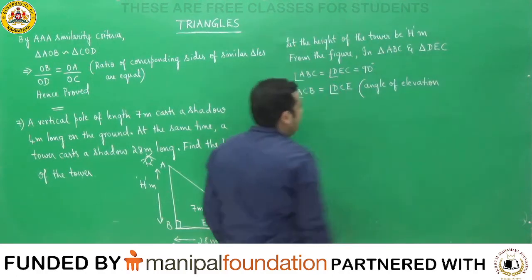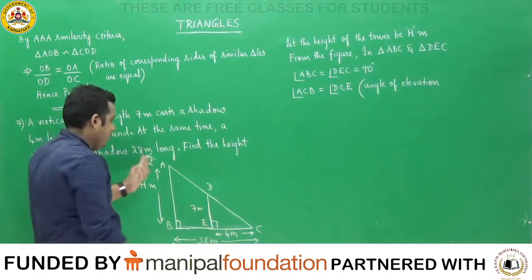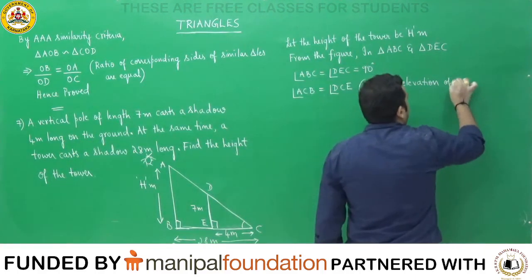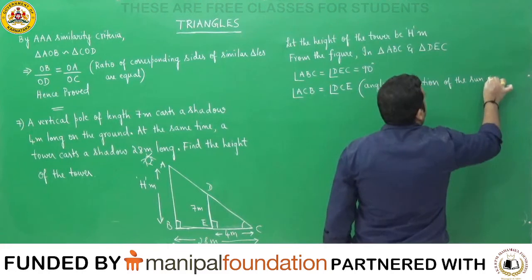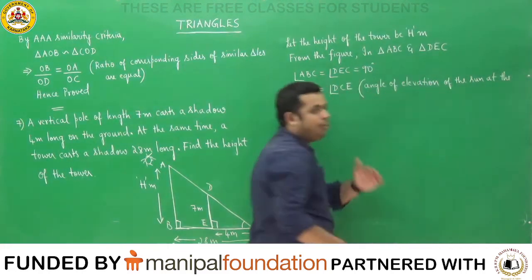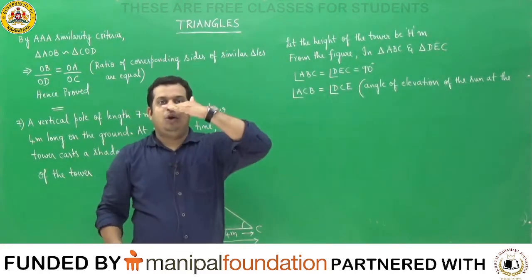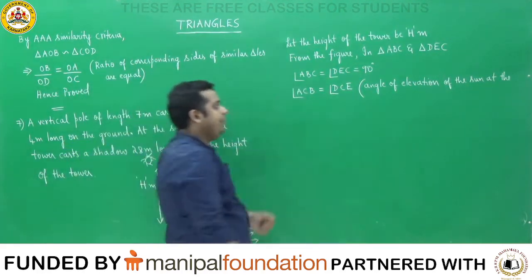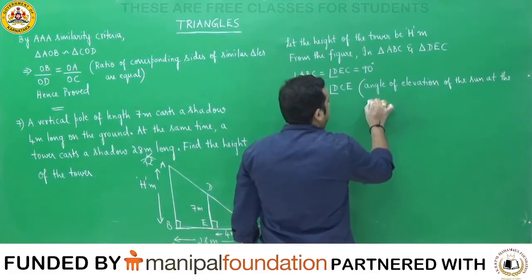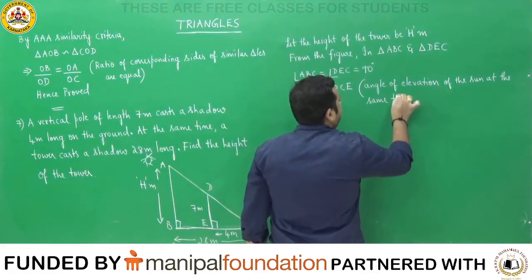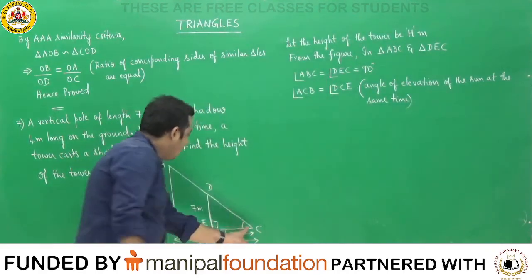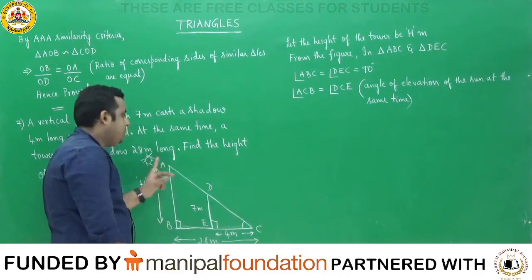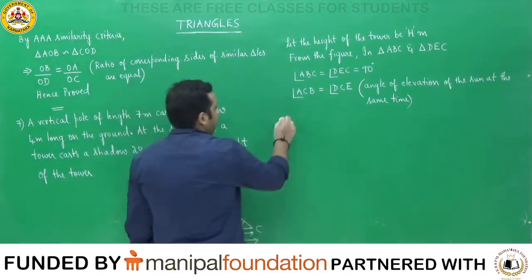See, this is the angle by which the sun is looked at here. Elevation means you look from the bottom to the top, with the horizontal from your eyes. If you are looking to the top, that is called the angle of elevation. So angle ECD and angle BCA will be the same, correct or not?